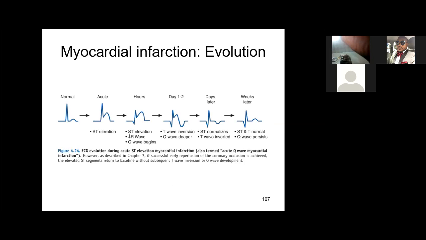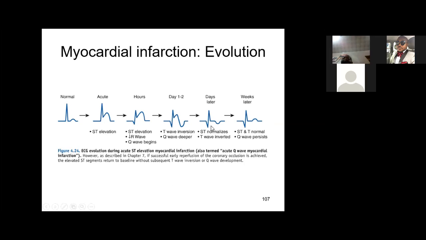Myocardial infarction, just briefly for time purposes. This is the evolution of myocardial infarction. It starts off normal, then there's an acute phase with ST elevation. After some hours, there's ST elevation, diminished R wave, and then there's a prominent Q wave. By day 1 to 2, T wave inversion and the Q wave is deeper.